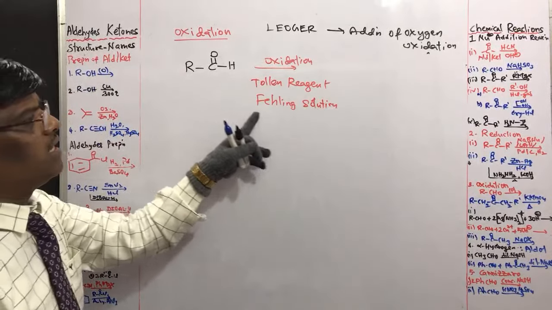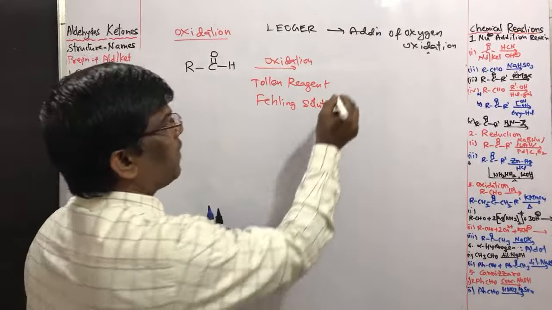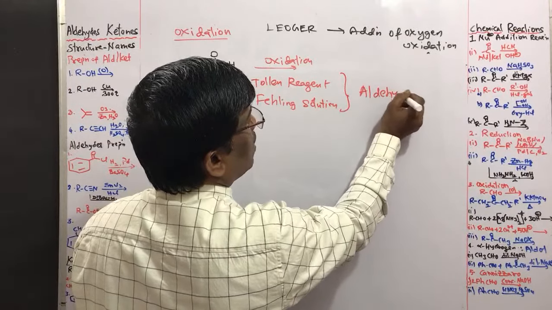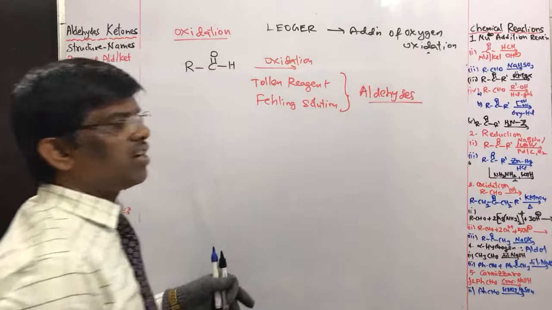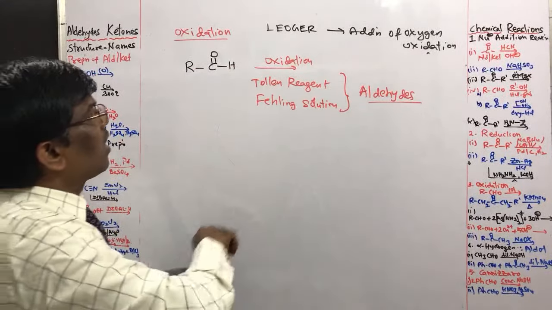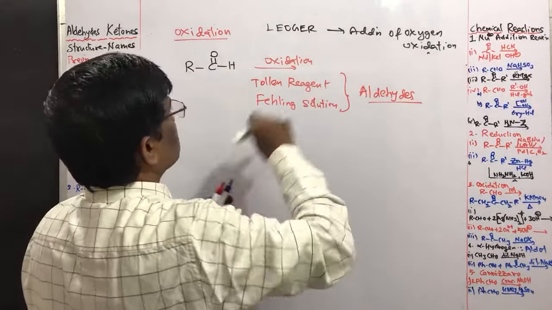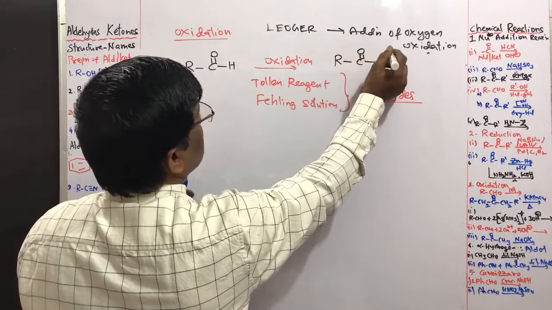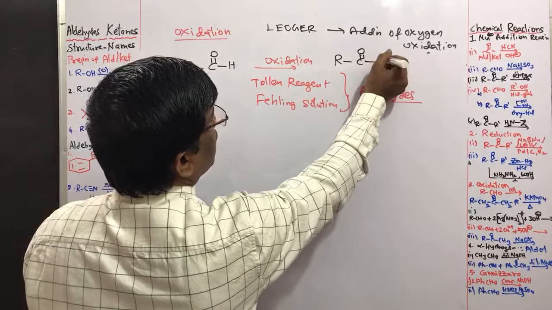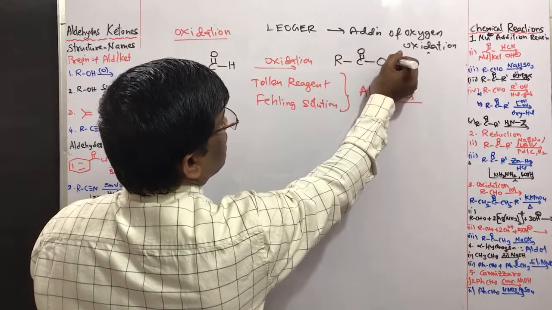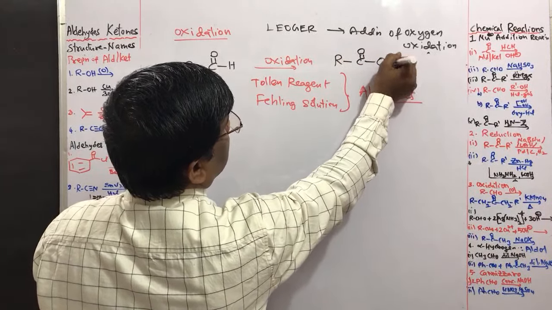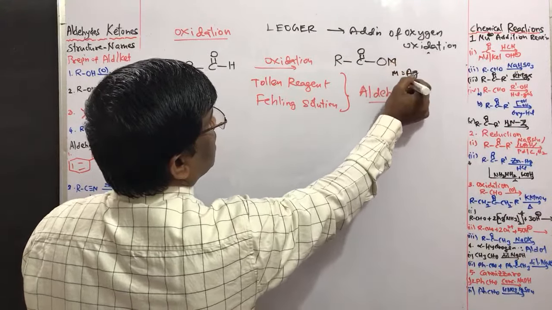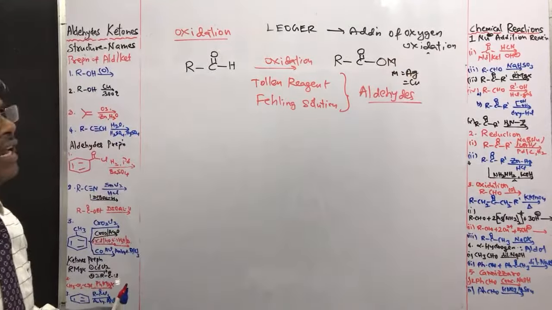Tollens reagent and Fehling's solution are specific tests for aldehydes. Only aldehydes undergo these reactions to give carboxylic acid salts. In the Tollens reaction you get a silver salt, and with Fehling's solution you get a copper salt. I can write the metal as M, where M is silver in the Tollens reaction and copper in the Fehling reaction.